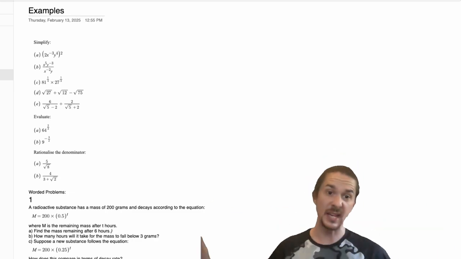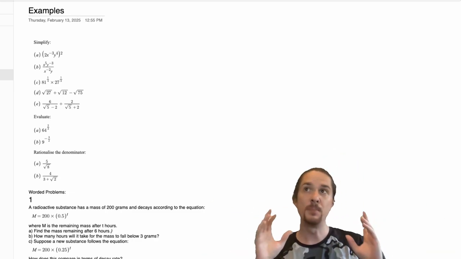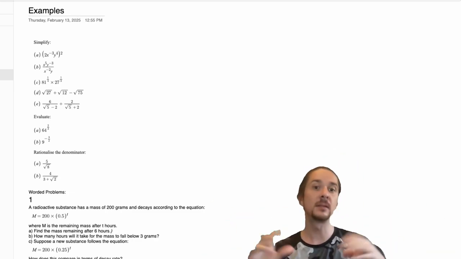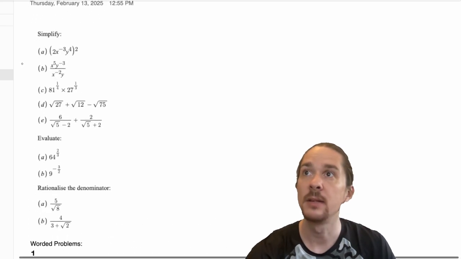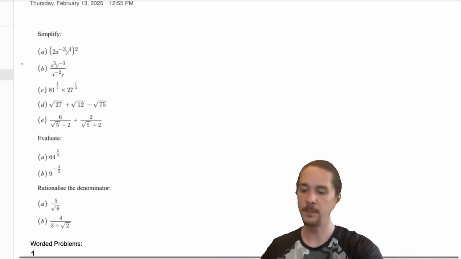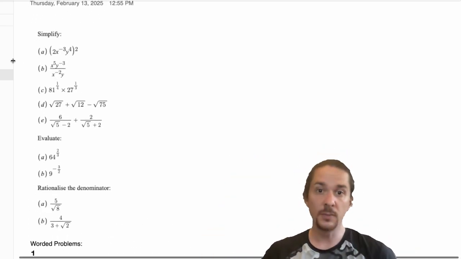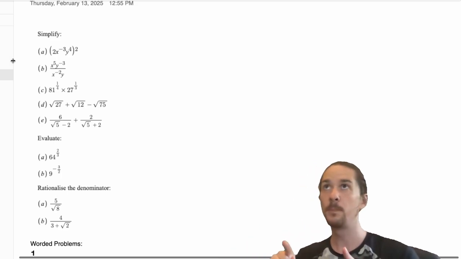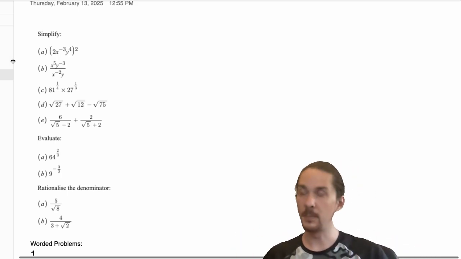Now, I'm going to do a heap of examples because I want you to see many ways of how these problems can be asked and how we can approach them. I would recommend that you take a moment just to attempt these examples here. And then once we've had a go at each of these, we'll move on to the worded problems below. So pause the video now, and I'm going to answer them myself.